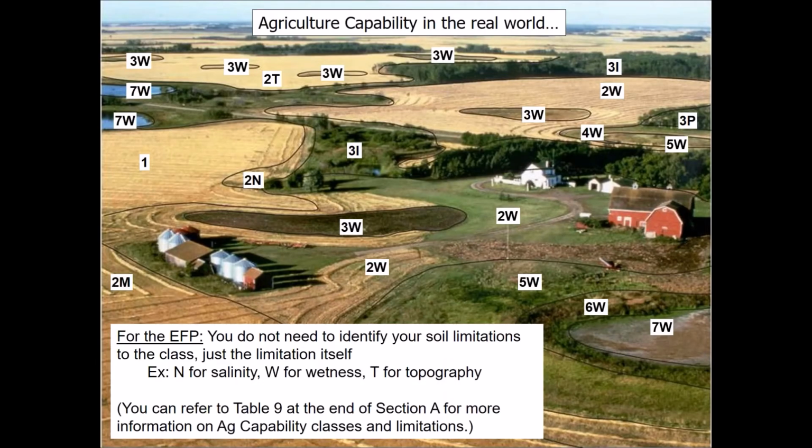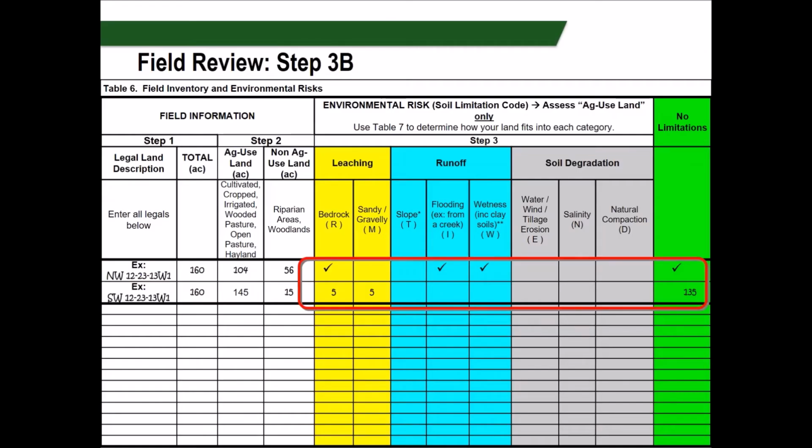With the field review, we talk a lot about egg capability. So if you've never heard of egg capability, don't worry. We talk about it in a lot of detail in the workshop. We go through what egg capability is, how it's used. The biggest take home is that we want to think about the limitations on the soil. So there's different limitations on every field, and with that limitation comes an environmental risk.